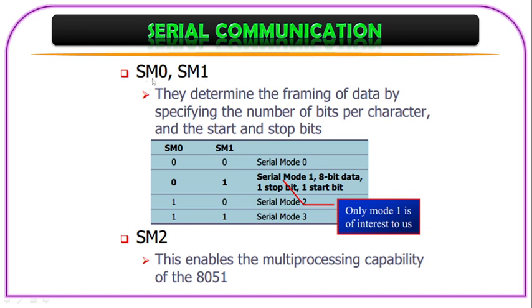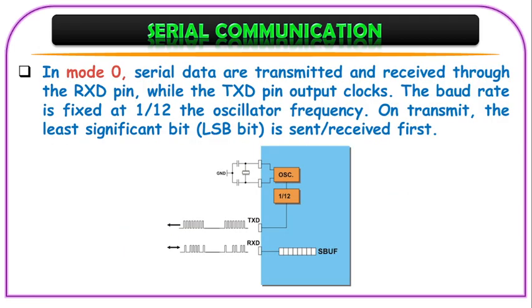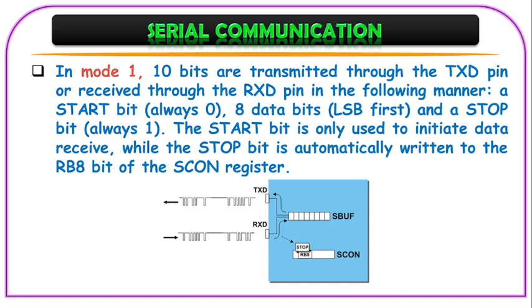And now the modes, these two bits: mode 0, mode 1, mode 2 and mode 3. Mode 2 and 3 are not used much. Mode 0 is also not used. In mode 1 you have 8-bit data, 1 stop bit and 1 start bit, so this mode is mostly used. In mode 0, only the RxD pin is used, both for receiving and transmitting. The TXD pin will be outputting the clock, so this is not much used. Mode 1 is used.